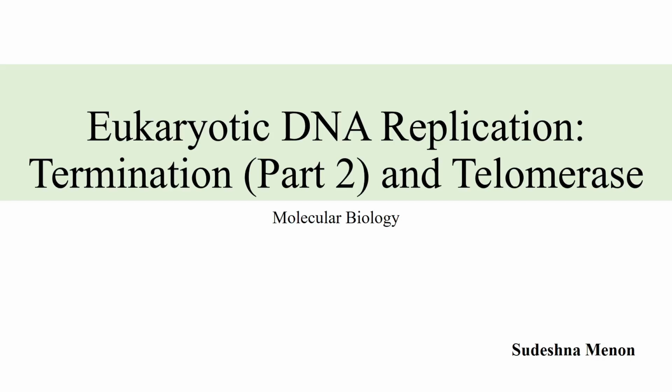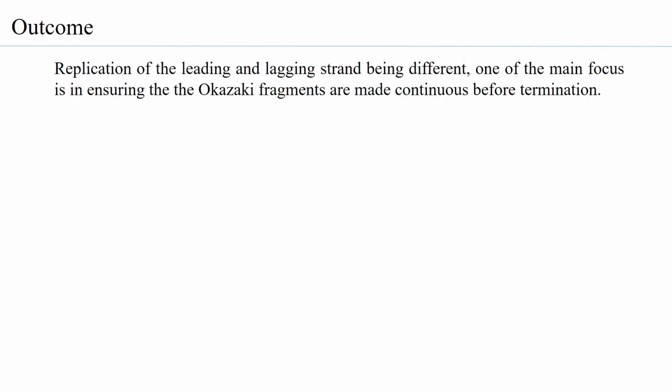This session is again going to look at termination of eukaryotic DNA replication, but the focus will solely be on what is called the end replication problem, and that occurs at the ends of the linear DNA. What is reported and what we know today is that telomerases help in solving the end replication problem. So let us look at what are the learning outcomes of this session.